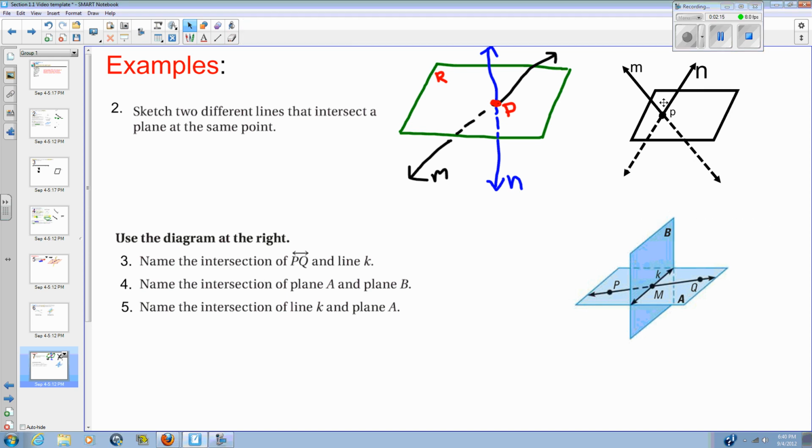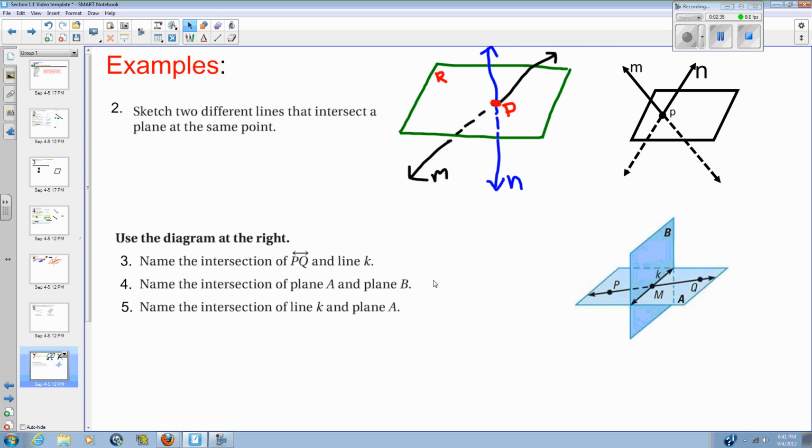If you look to your right here, this is what I created on the computer. This is what I tried to draw, so hopefully you can see that. We have line M and line N meeting at point P, and they both intersect at this point P, which is on the plane. And I should label this R right here.